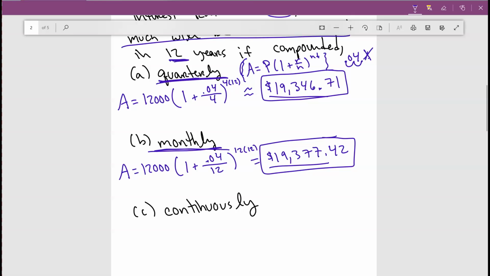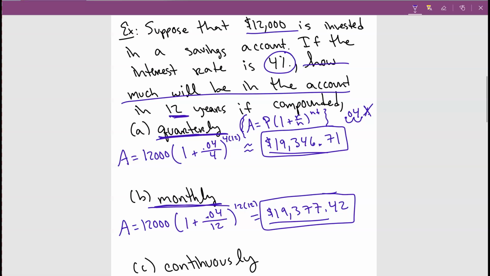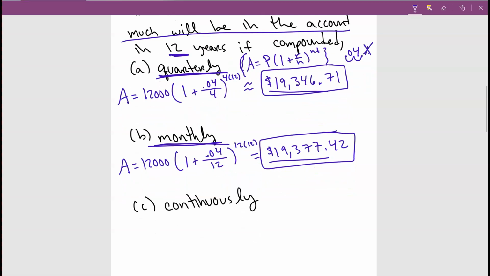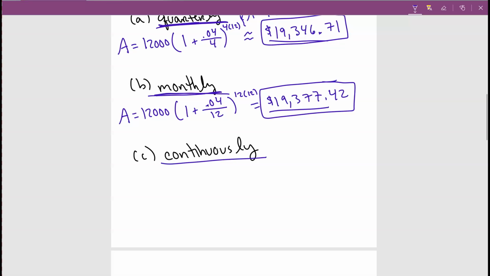For 12 years, it's not significant. If you really want to make something significant, you don't want to leave the money there for many more years. What you really want to change is your interest rate. Your interest rate at 4% is only going to do so much. So if you continuously add interest, let's see what happens. What happens when I continuously add it every single second or millisecond or whatever that is? Let's see how that will change it.